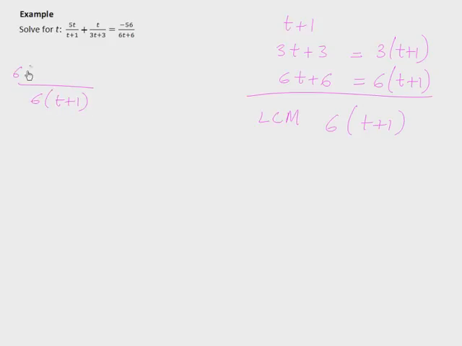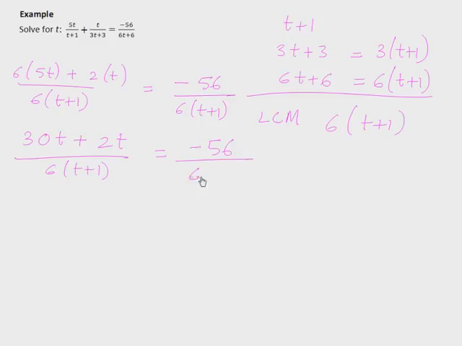So the left hand side becomes 6 into 5t plus 2 into t, and the right hand side stays as it is because it is 6 into t plus 1. Let's simplify the numerator. 6 into 5 is 30, 30t plus 2t, over 6 into t plus 1, equals minus 56 over 6 into t plus 1. So I get 32t is equal to minus 56. Of course, there's a denominator which is the same. Can I solve this now? Can I cancel the denominators?